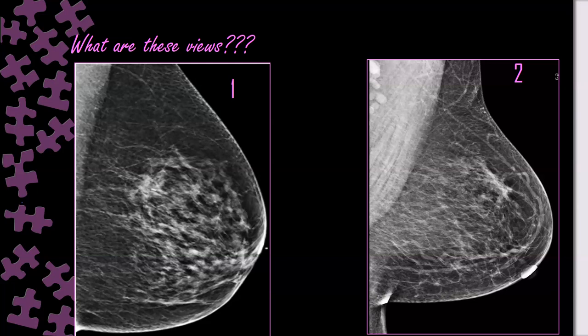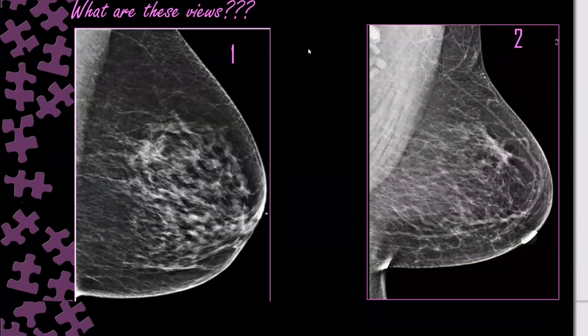Yes, excellent. This is one advantage. Another advantage is that it is more perpendicular, so milk of calcium gives more level than on the MLO. What else? What are more advantages of the lateral view? And what are the disadvantages of the lateral view? The disadvantage: it will not include the axillary part of the breast. Excellent, well done. Yes, less tissue is included.